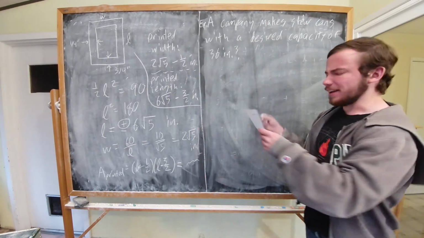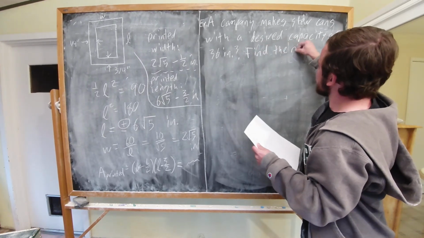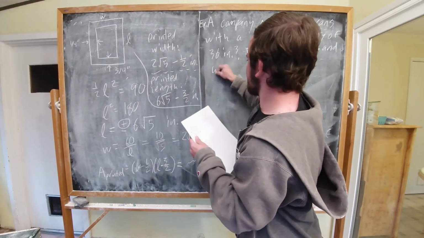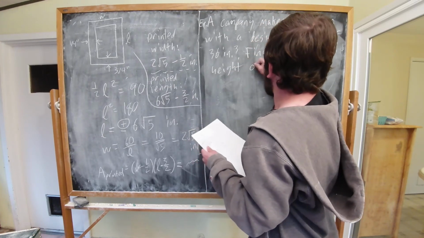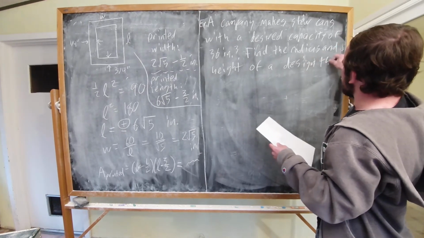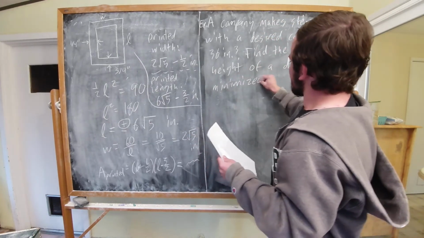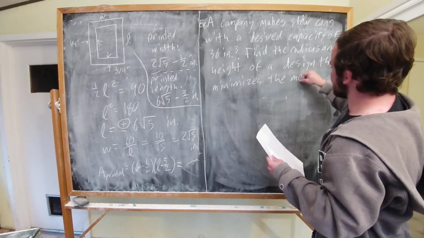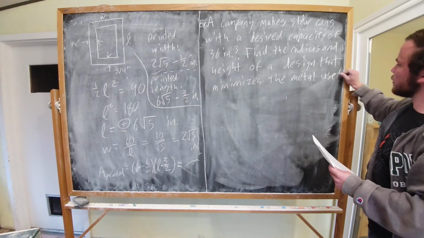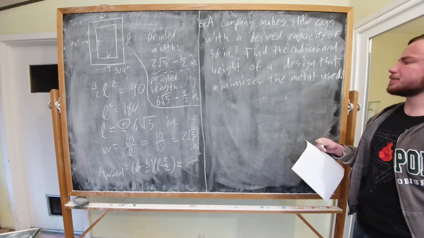Let's find the radius and height of a design that minimizes the metal used. Right? Using the least amount of material possible so the product costs the least amount of money to make. How do we do this?